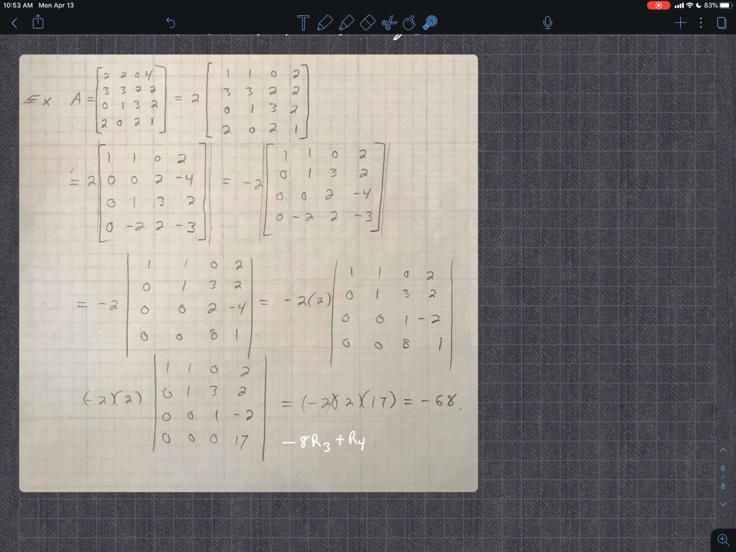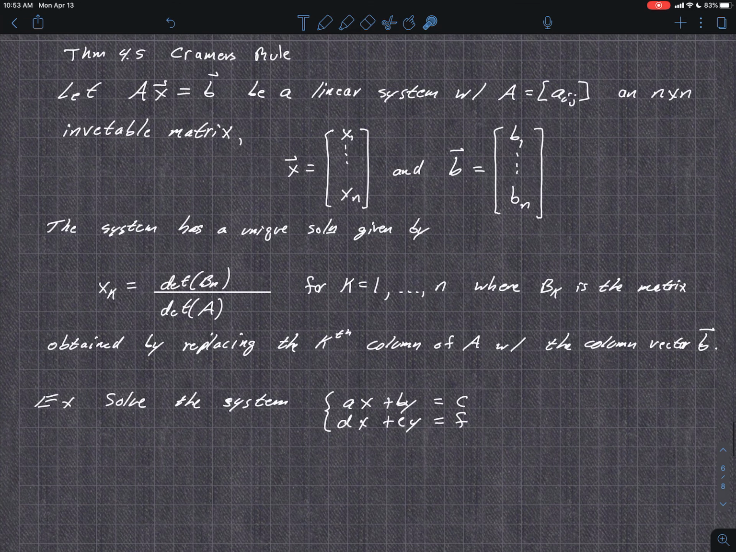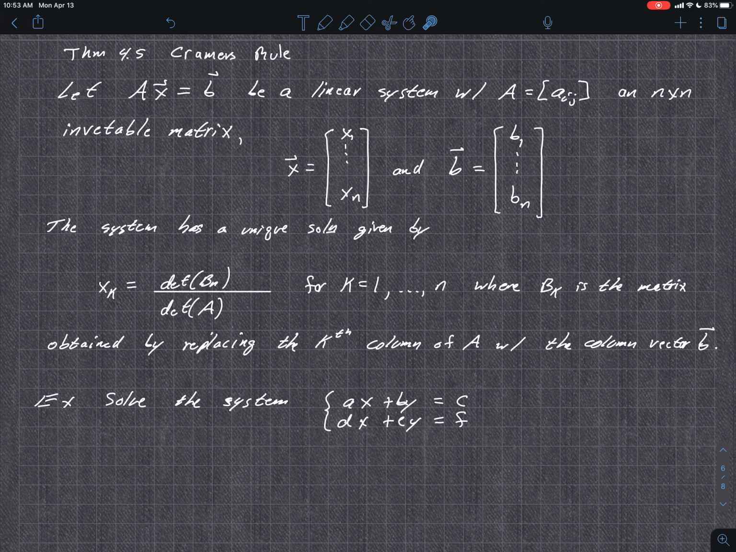So practice a few of those using the properties by hand, because it gets you used to the properties. That's really the key there. Okay, let's go on to the next theorem or concept, which is Cramer's rule. You may have seen this before or tutored it in college algebra. We do Cramer's rule in college algebra, and it uses determinants to solve systems. So let's go through the statement.